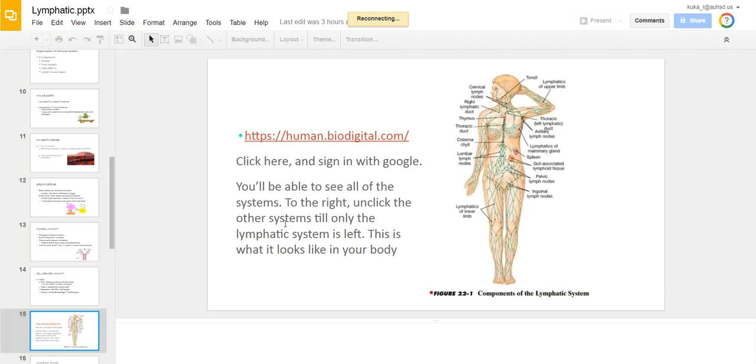And then on the left, I think it says on the right on here, but I actually think it's on the left side. You can unclick all of the body cells. And so just leave the lymphatic system. It should look something like this, but this is what it looks like in your body. And then on this website, you can actually move the body around so you can see it from different angles, and you can see where all of your lymph vessels, that's what all these little green lines are. These are not veins or arteries. These are lymph vessels, how they go around the body. So this is a cool website to play with.